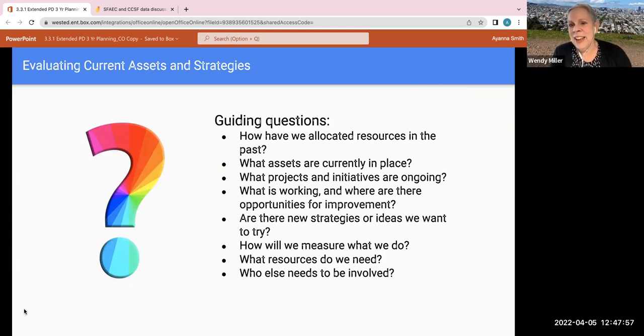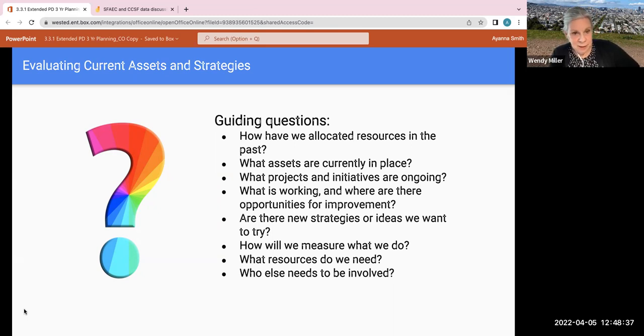What are our current assets? And what about the strategies we're using? So we started to talk about these, we meaning me and the people who are the most concerned with adult ed. How have we allocated our AEP resources in the past? What assets do we currently have and can continue? What projects and initiatives are ongoing? What's working? Where can we improve? And are there new strategies we want to try? How will we measure what we do? What resources do we need to do it? And who else needs to be involved?